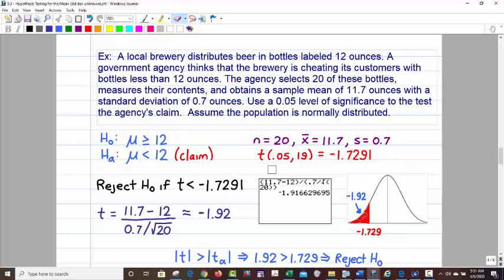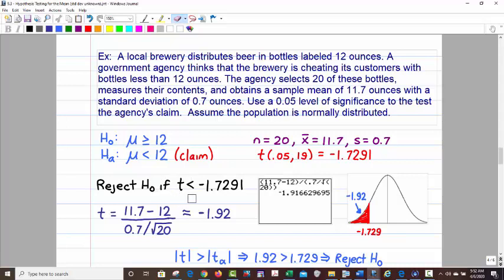Now, don't worry about this notation right here. That doesn't really mean anything other than I just do that sometimes where the 0.05 is the alpha, then I put the degrees of freedom. That's all. So this is a t-value at alpha equals 0.05, 19 degrees of freedom because n is 20. So nothing to worry about. You don't have to know that notation or anything.